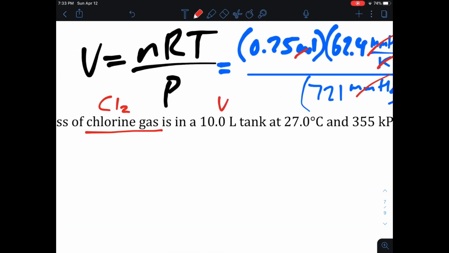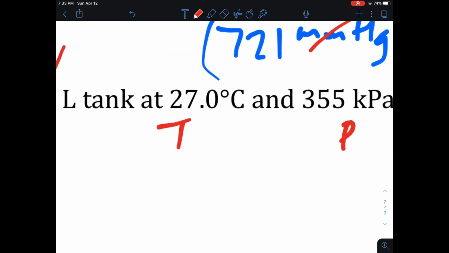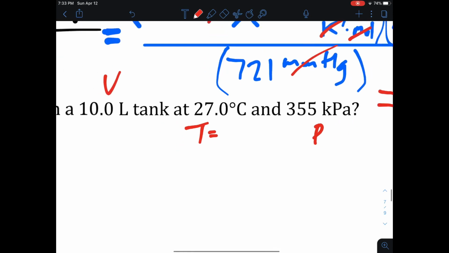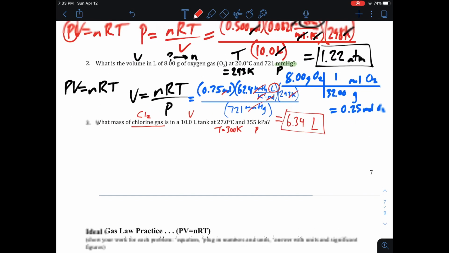It's in a 10-liter tank. That's our volume. At a temperature and a pressure. Hopefully you're noticing these things quicker now. That temperature is not going to do. We need that to be in Kelvin. 273 plus 27. I think that's going to be 300 Kelvin there.